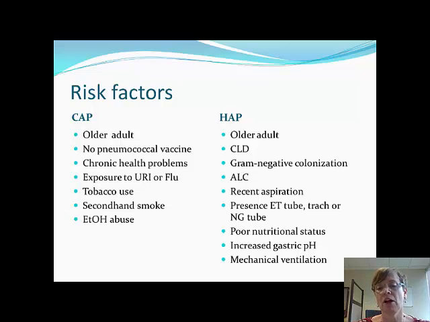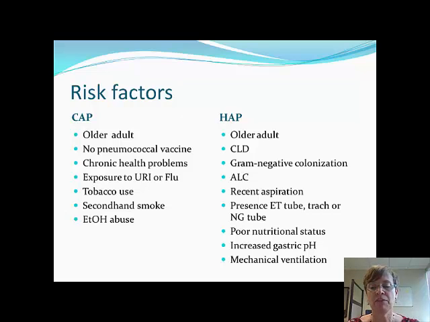disease, if they have gram-negative colonization, or if they have ALC, altered level of consciousness. Any recent aspirations would also put them at risk, and if there are any foreign tubes that we've put in them as a way to manage some other component, so endotracheal tubes, so those tubes that are used to mechanically ventilate a person. A patient that has a tracheostomy will also be at higher risk for healthcare acquired pneumonia. And then any patient that has a nasogastric tube, so that tube that's going from the naris down the esophagus and into the stomach, just the presence of that tube sets somebody up to have a greater risk for pneumonia. If the person has a poor nutritional status, that makes them higher risk.